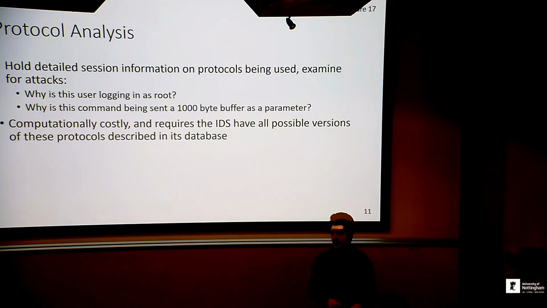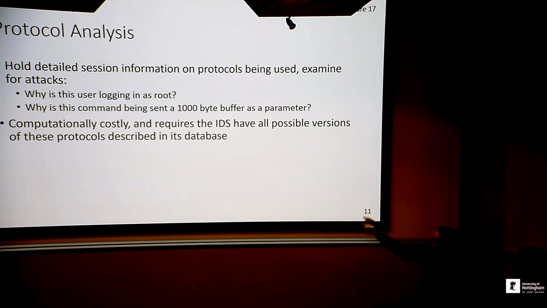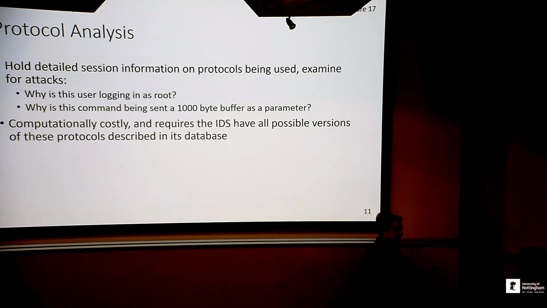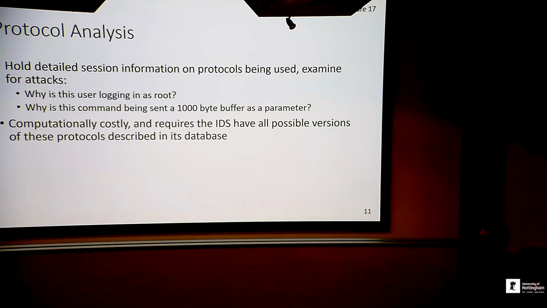So, for example, you could say, well, look, why is this user logging in as root? Right? Which you're not going to know necessarily in things like SSH and TLS because it's encrypted, but you would know for something like FTP. Right? Logging in as root on FTP, terrible idea. Right? Very good reason for an IDS to stop that from happening. Right? Why is this command being sent using a 1,000-byte buffer when we know that the maximum payload size for that message is 60 bytes or something like this? Right? Now, I'm just making these up, but the idea is that you've got a set of rules for different protocols, and we know how big they should be.